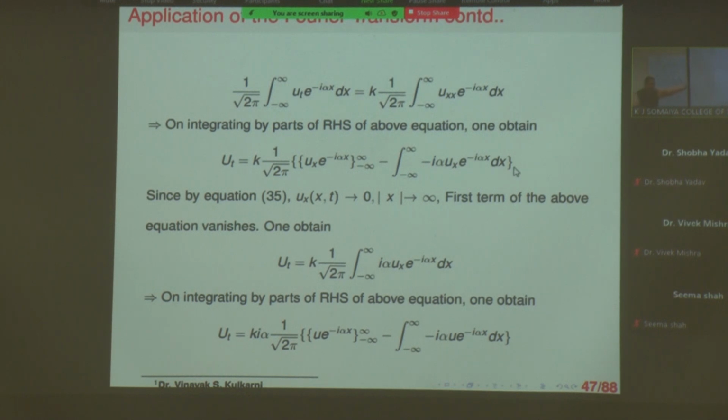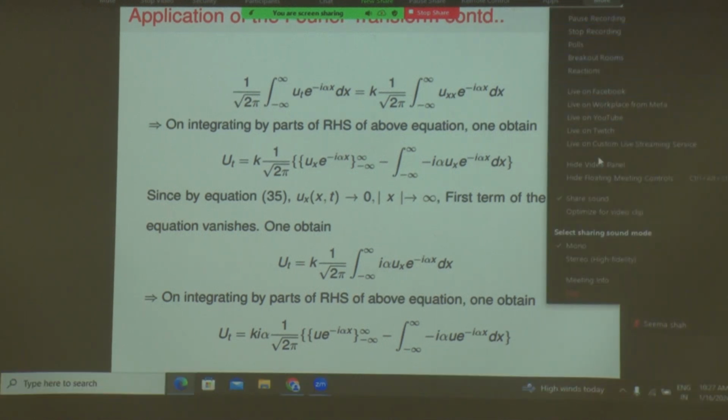I have written each and every step for your better understanding. Now here, the actual definition of the Fourier transform I told you. What is that definition? 1 upon root 2 pi, integration from minus infinity to plus infinity. The function under consideration is u_t, and e to the power minus i alpha x dx. I am applying the Fourier transform on u_t, that is the derivative of u with respect to t, equals k times 1 upon root 2 pi, integral from minus infinity to plus infinity. That side, I am applying the Fourier transform on u_xx, e to the power minus i alpha x dx.